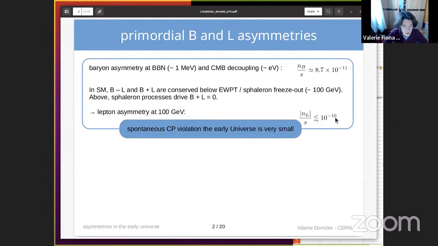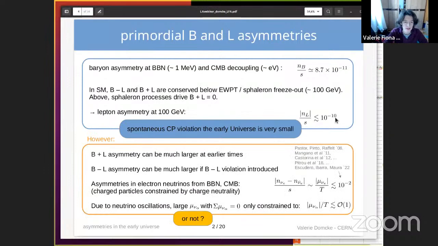Now I want to question a bit the hidden assumptions in this standard story, and there are actually quite many hidden assumptions, because there are many caveats to the statement that asymmetries in the universe are small. The first caveat is very obvious, right? The first caveat is that the B plus L asymmetry can easily be much larger at earlier times.